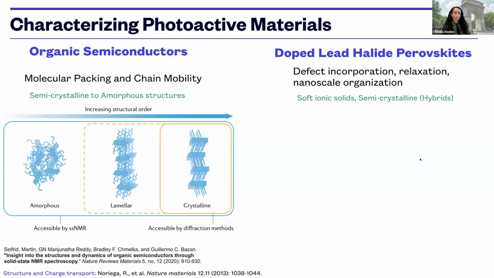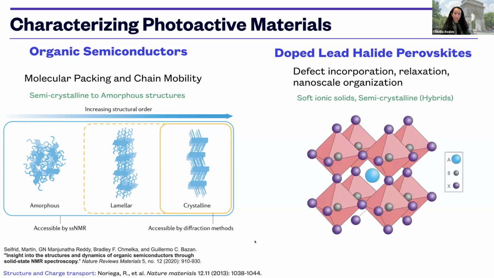With these kinds of systems, we're working with soft ionic solids, and often we can have semi-crystalline components when we have organic incorporants. And so this is the classic perovskite structure. We have the A cation, B can be lead, and X could be a halide in this case.